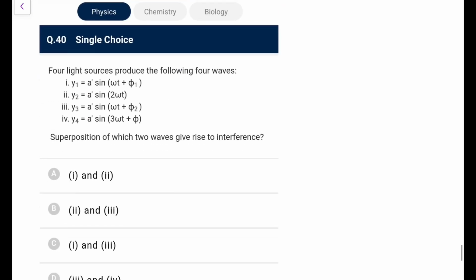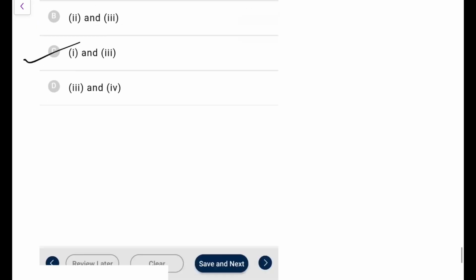Light source produces the following 4 waves. Superposition gives rise to interference. So for interference you need the same frequency first of all, so we can have only 1 and 3, nothing else, otherwise we won't have a coherent source.